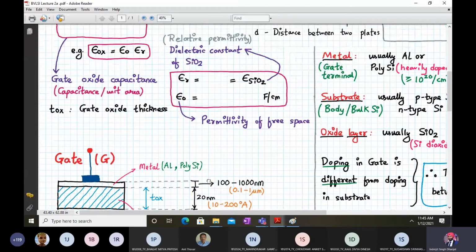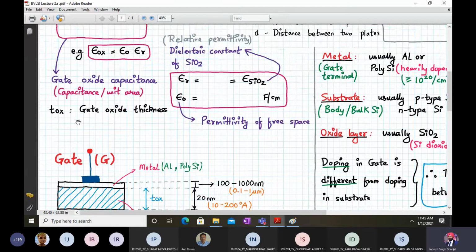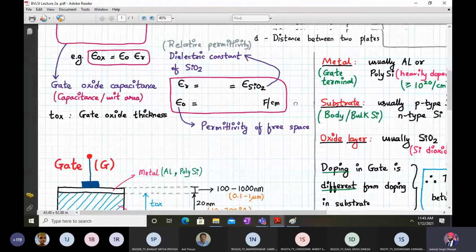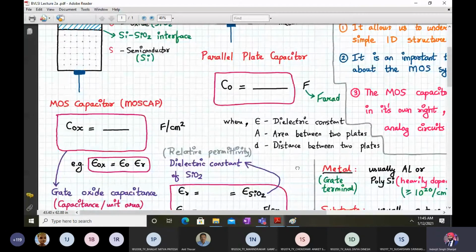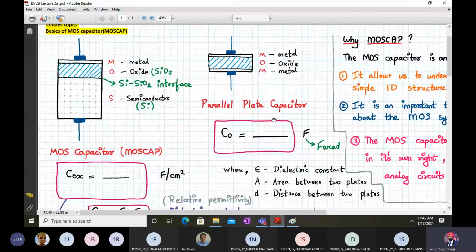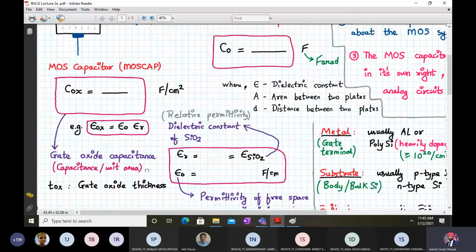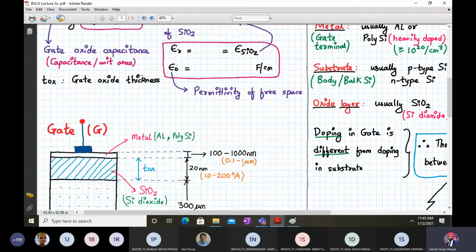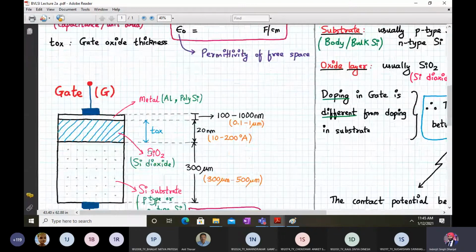Okay, so earlier we have said that C naught is epsilon A by D. Here it is COX is epsilon OX divided by TOX, where TOX is the distance between the two plates. So here it is the thickness of this oxide layer. So I repeat, we have learned one more term, TOX, which is nothing but the thickness of this oxide layer. Okay, so what's the typical thickness? This typical thickness can be between 10 to 200 angstroms.